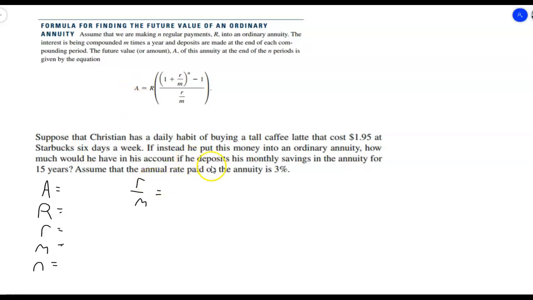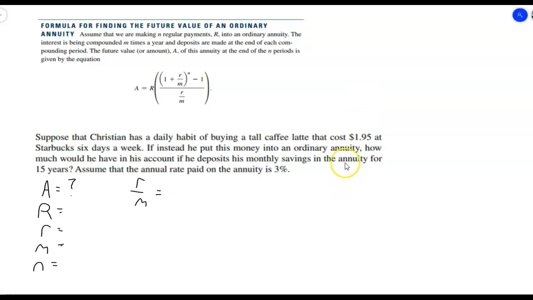All right, so what are they asking us here? For 15 years, we want to know how much would he have. So this is the future value, and that's the variable we're going to be solving for. The capital R is the regular monthly payment. Here it says there's a tall cafe latte, so it's $1.95, 6 days a week. So we need to convert this amount that he pays into a monthly amount.